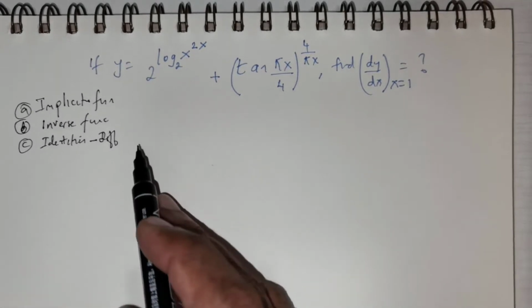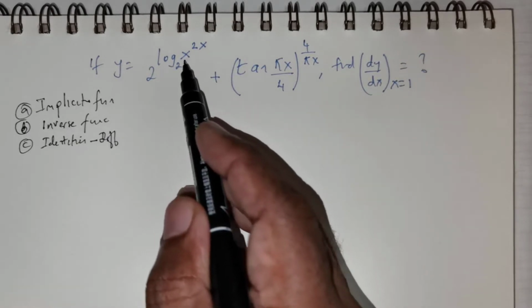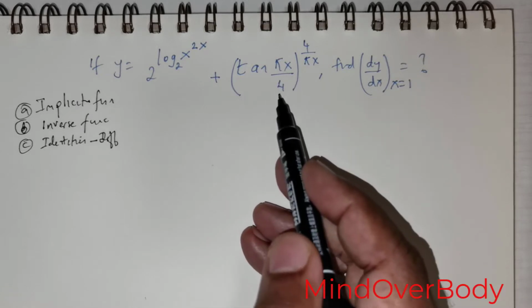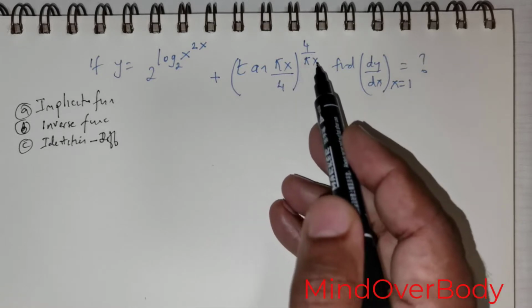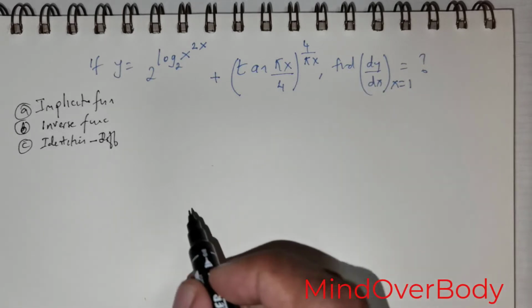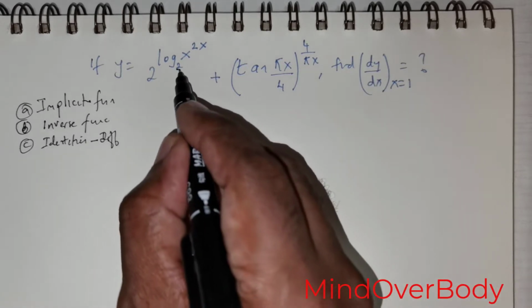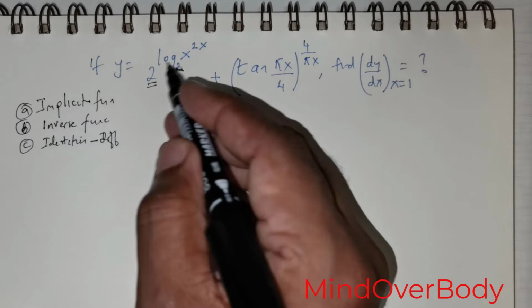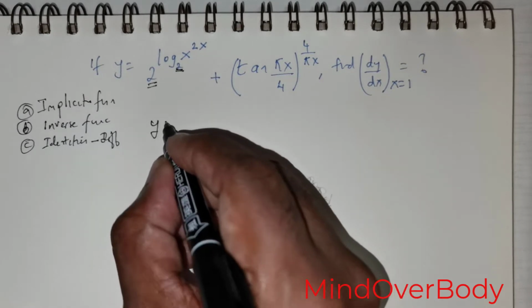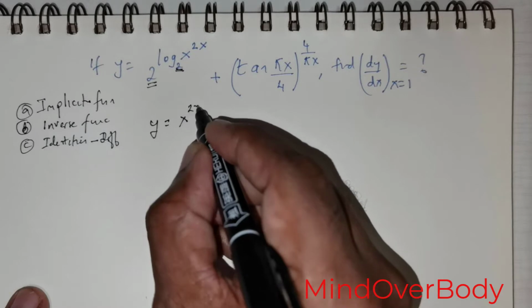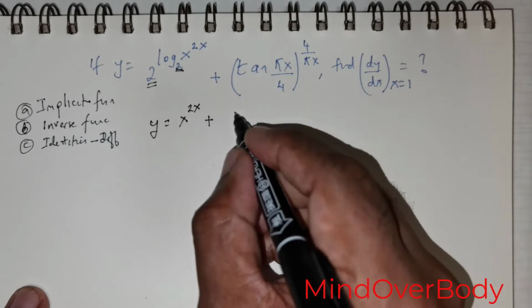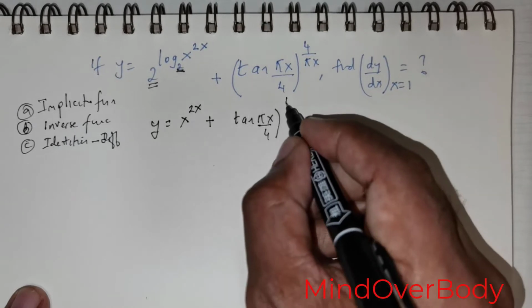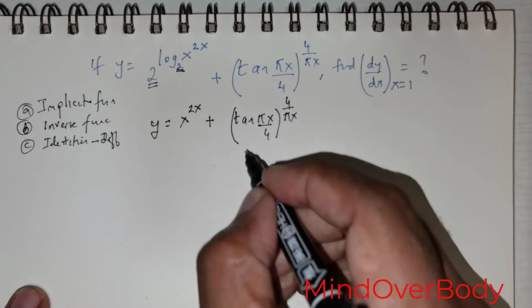So we have been given y is equal to 2 raised to the power of log x raised to the power of 2x to the base 2, plus tan(pi x over 4) raised to the power of 4 over pi x. We are expected to find dy over dx at x is equal to 1. Now whenever the base corresponds to the quantity that is acting as a base for this exponent, we can rewrite this as y is equal to x raised to the power of 2x plus this quantity, which is tan(pi x over 4) raised to the power of 4 over pi x.